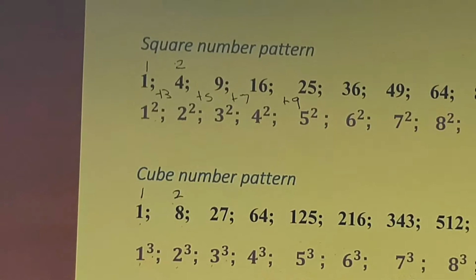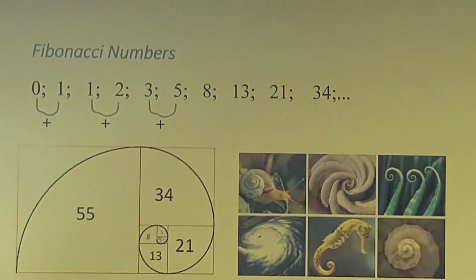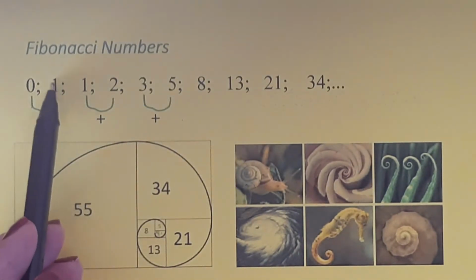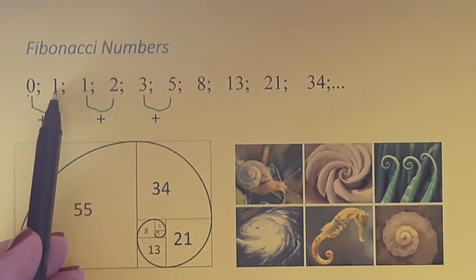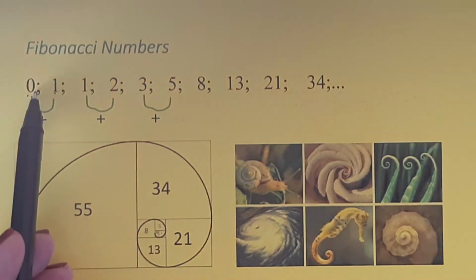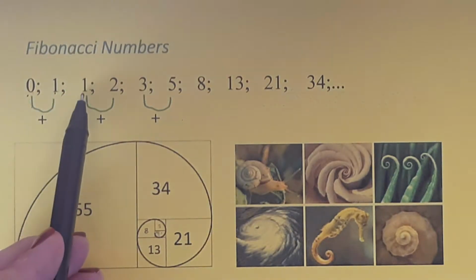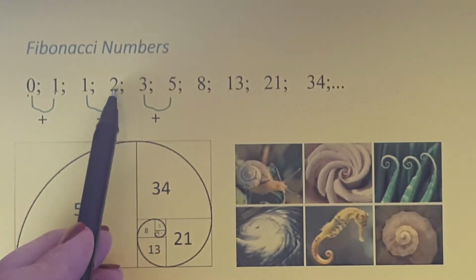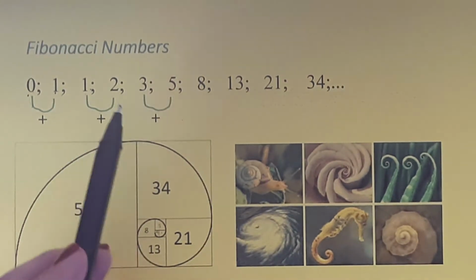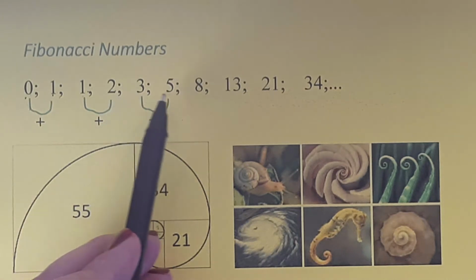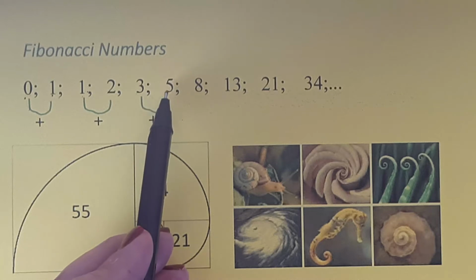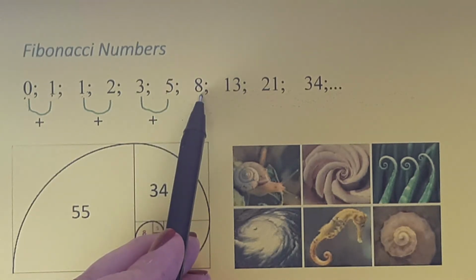The next one is your Italian stallion, Fibonacci numbers. Here you add the previous term to this term to get the next term. So it's 0 plus 1 gives you 1. 1 plus 1 gives you 2. 2 plus 1 is 3. 3 plus 2 is 5. So you add the previous term to this term to get the next term.